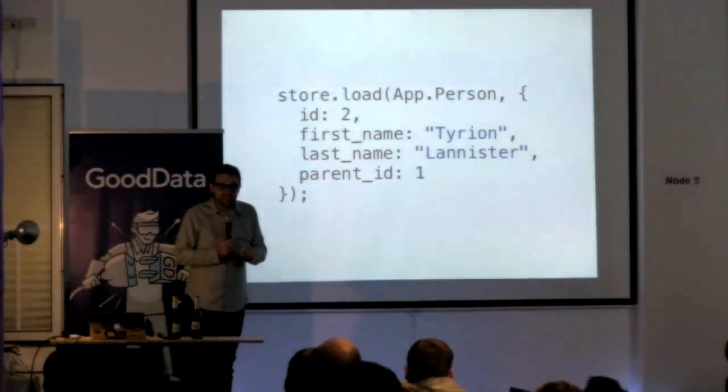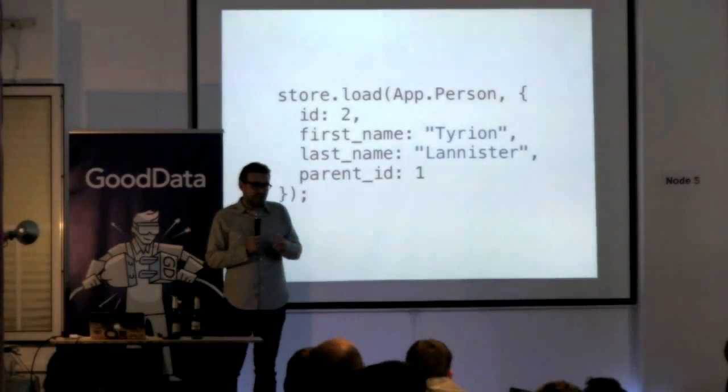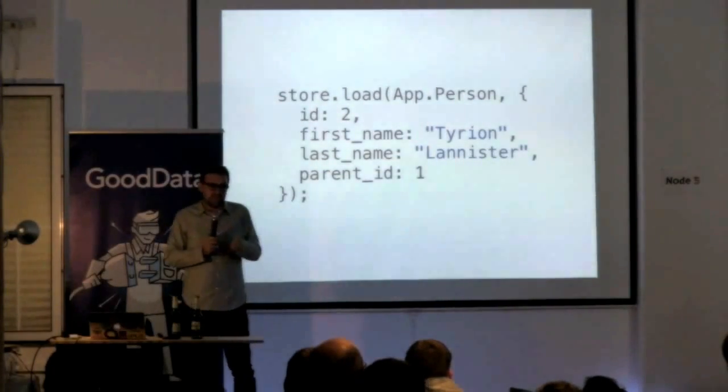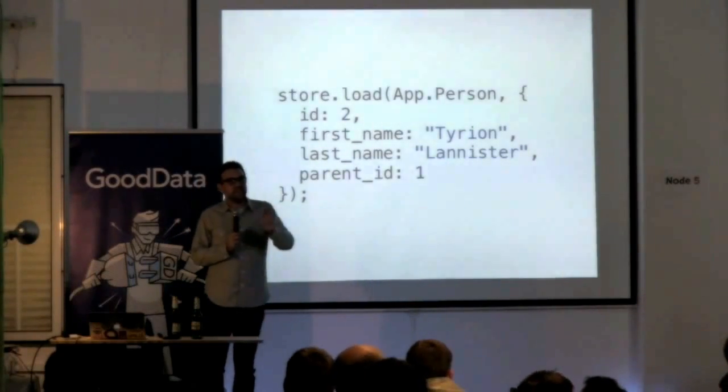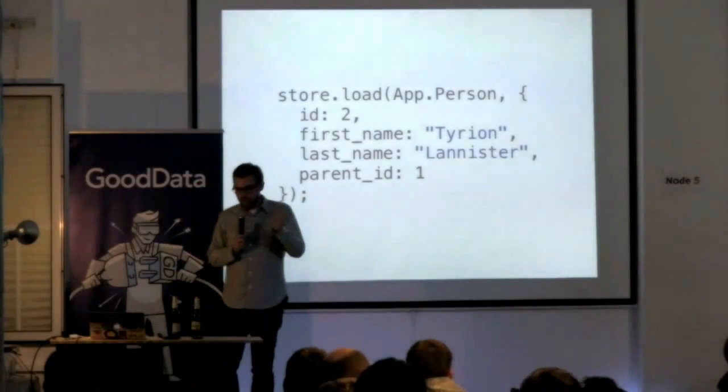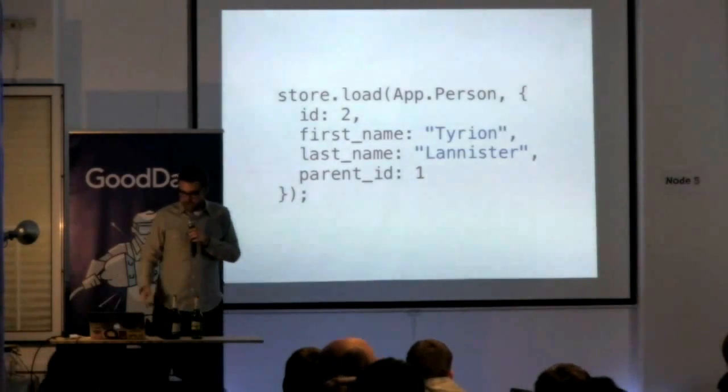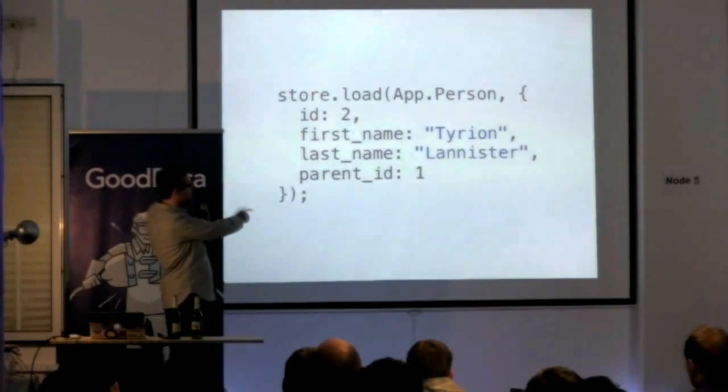But it's very cheap. So we're not actually instantiating model objects at this point. All we're doing is saying, hey, store, here is a data hash of some kind. Here is the ID. And please just hang on to it for me. And so what happens is later on, so you can see this is Tyrion Lannister.